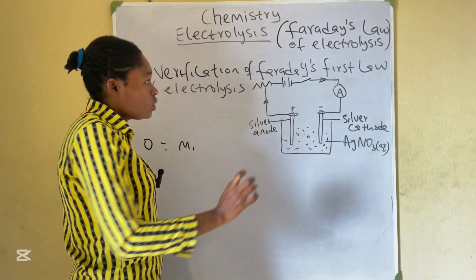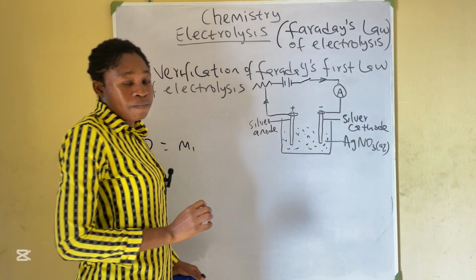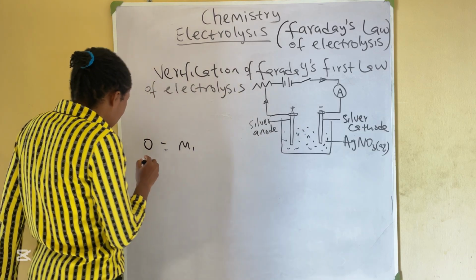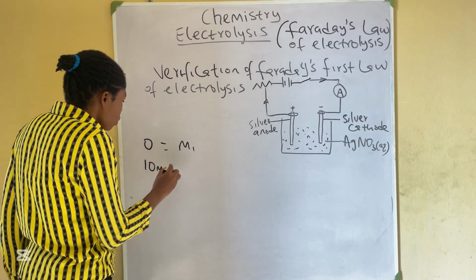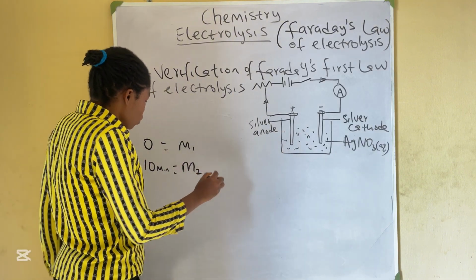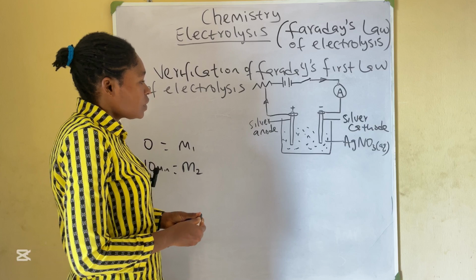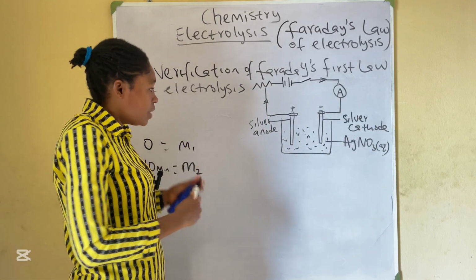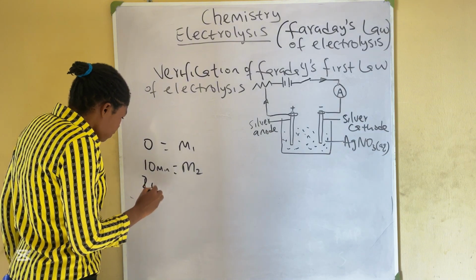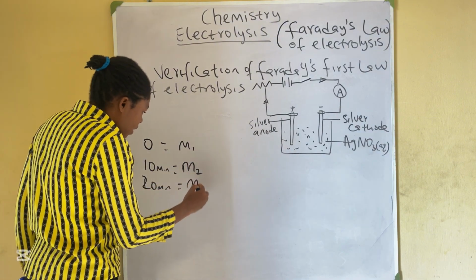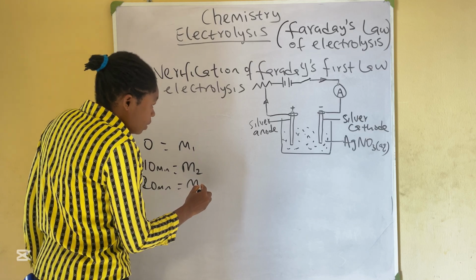Once the 10 minutes elapse, you switch off the current supply. At that point you weigh the mass. Let us assume the mass is M2. Then you repeat this experiment with a different time interval. At 20 minutes, you stop and also weigh the mass of the cathode.